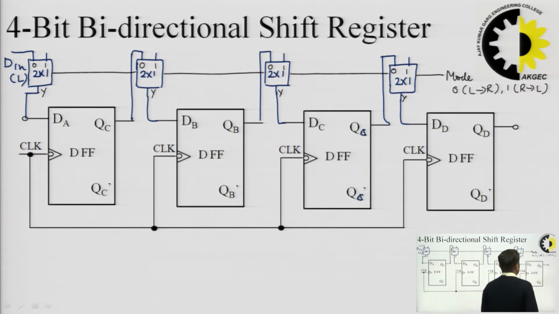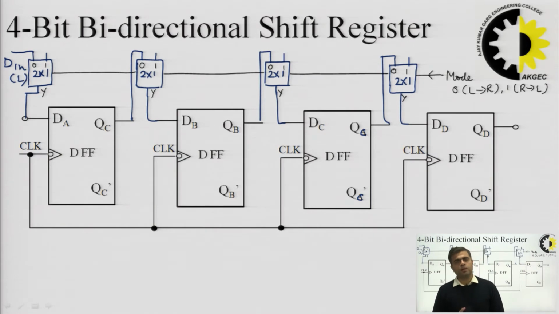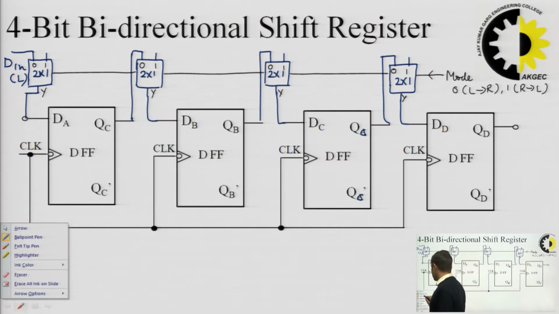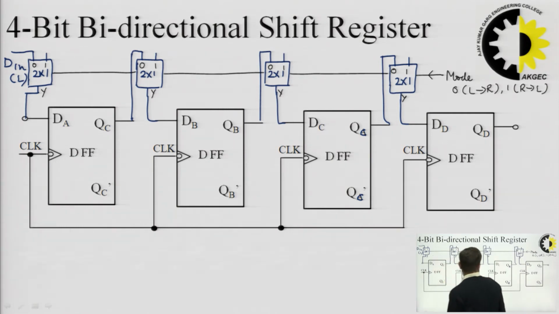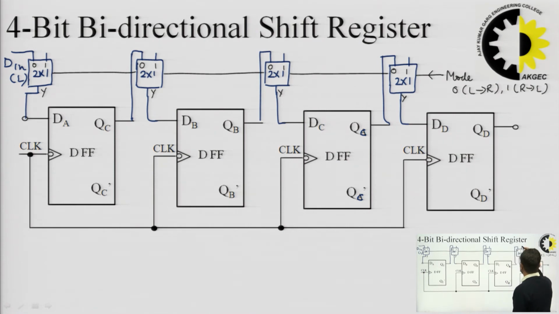So it is very much clear, if I choose this as 0, then all the 0 inputs of the multiplexer will be selected, and the path for the left to right shifting will be established. Now if I want to perform right to left shifting, for this we have to prepare a separate isolated path. So in that case, this will be my D in, but this D in will be from the right side. This D in is for the right side.